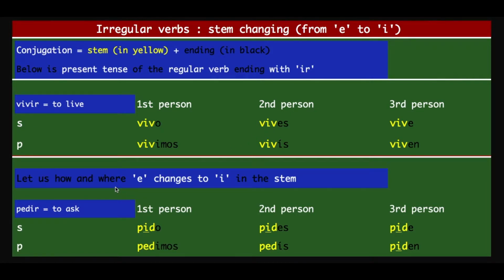So the example verb that we're going to have today is pedir, which means to ask. It has an E here, and see how it changes to I. So instead of pedo, it should have become pido, right? Because IR has to be replaced by O, and the stem remains as it is. So it should have been ped plus O, pedo, had it been a regular verb. But no, folks, this is an irregular verb. So that's why this E changes to I here, right? So it becomes pido, pides, pide, pedimos, pedís, piden.